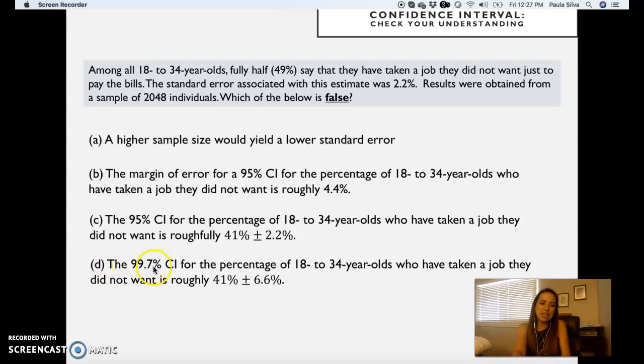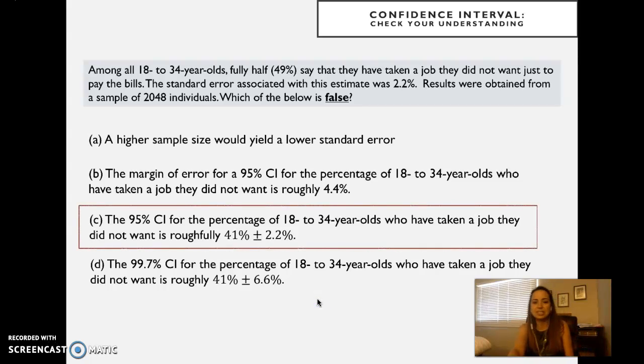D: The 99.7% confidence interval for the percentage of 18 to 34-year-olds who have taken a job they did not want is roughly 41% plus or minus 6.6%, and that is true because of the 68, 95, 99.7% rule that says that about 99.7% of the scores will be included between the mean plus or minus 3 times the standard deviation. All right, so this D is true. So the statement that's false here is actually C.